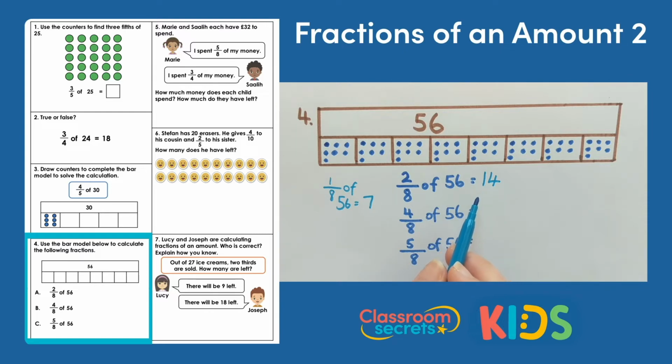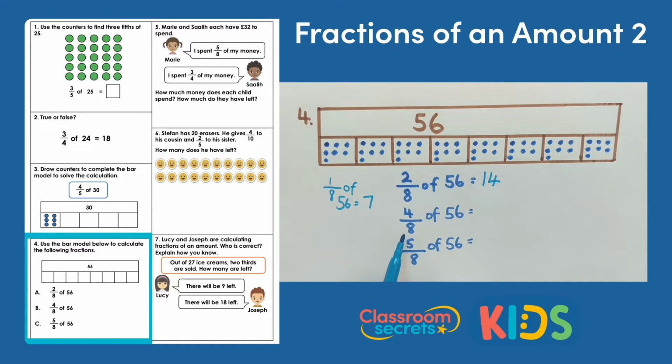One final way that I could use to find the answer is I could divide 56 by 8, because 8 is the denominator. 56 divided by 8 equals 7, and then I could multiply 7 by 2, because that's our numerator. 7 times 2 equals 14.